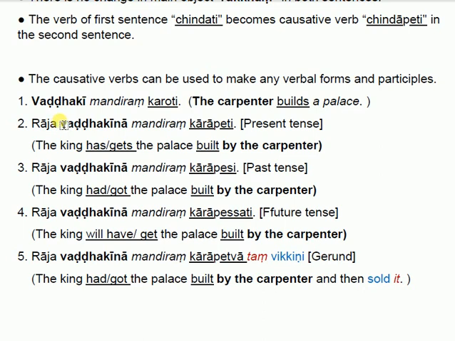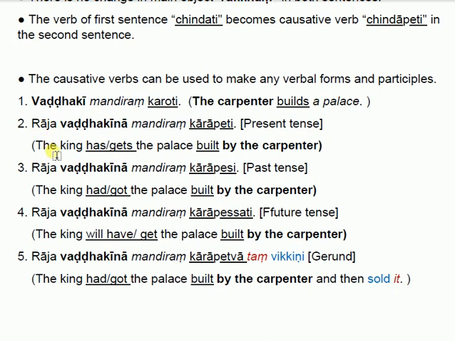Vaddaki mandirang karoti. The carpenter builds a palace. Karoti means builds. Mandira means palace. Right. Then second one. Raja Vaddakina mandirang karapeti. Here the karapeti is a present tense causative verb. The king has or gets the palace built by the carpenter.